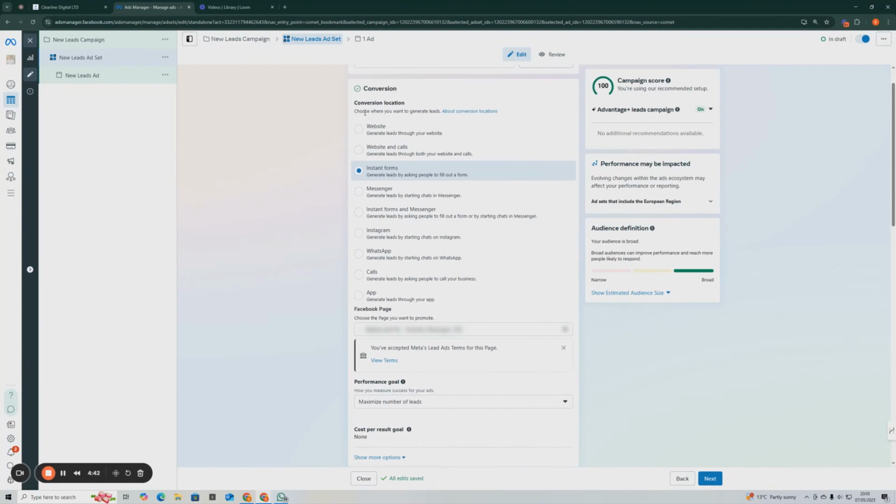And in the conversion location, it is exactly what it is saying. So where do we want someone to give their details? Generally, throughout all these, I would say website and instant forms are the only two you're going to be using. And it's pretty much a business case which one you're going to use.